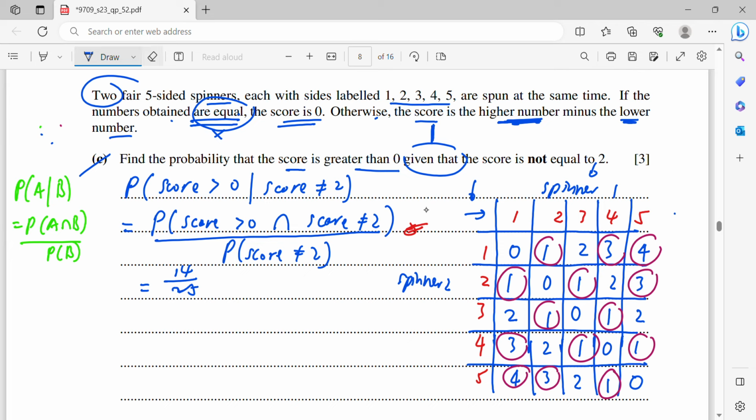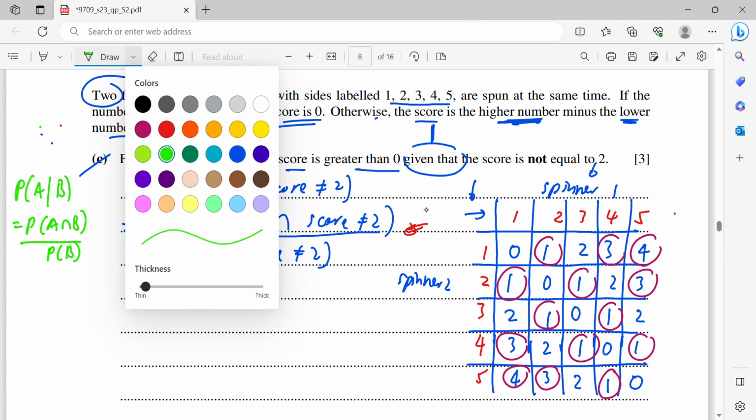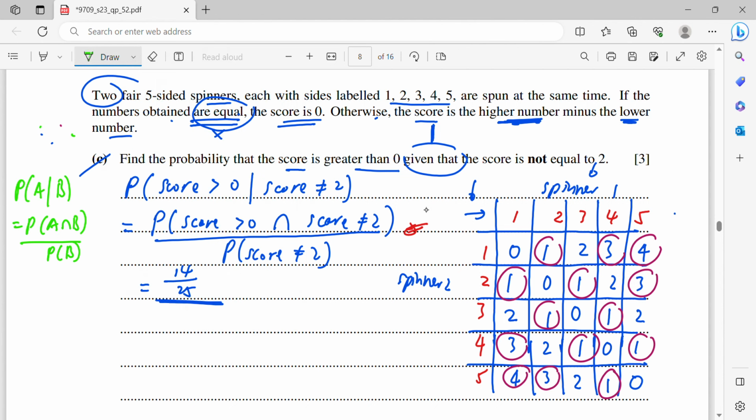That is the probability of the numerator, divided by the probability that the score is not 2. The score is not 2 means that it will include 0 as well. So it means the existing plus the zeros. I have 5 zeros here together with the existing 14 circles. It will be 19 over 25. Therefore, from here I will get 14 over 19.